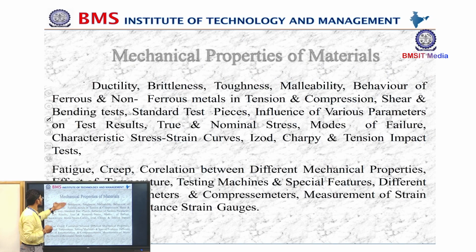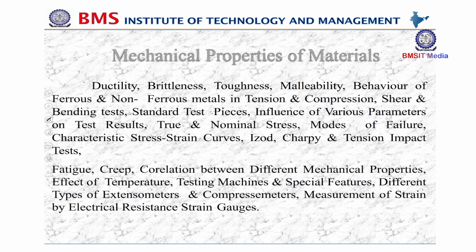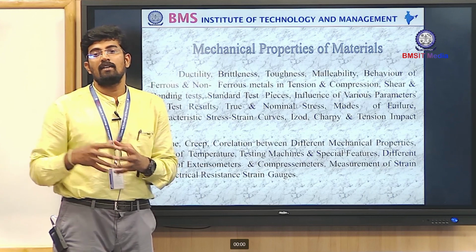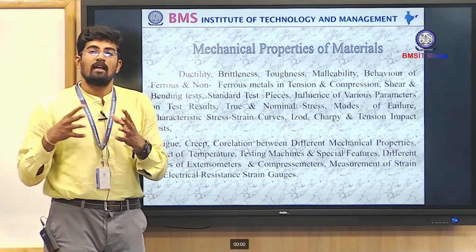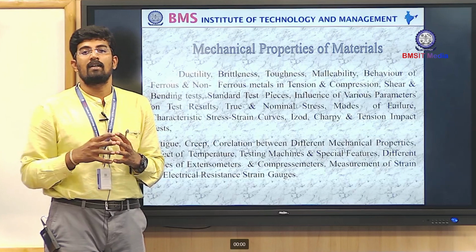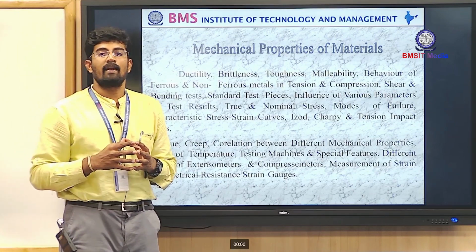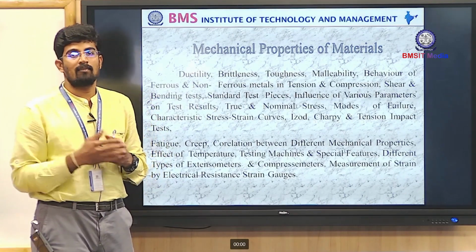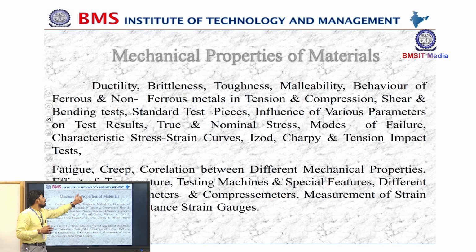Apart from that, we have other mechanical properties of your material. You can see here: ductility, brittleness, toughness, malleability, and behavior of ferrous and non-ferrous materials. Ferrous is nothing but steel. Non-ferrous materials are those that do not have the ductility property, so they will be brittle in nature while breaking. So these are the few topics with respect to mechanical properties we'll be looking into.